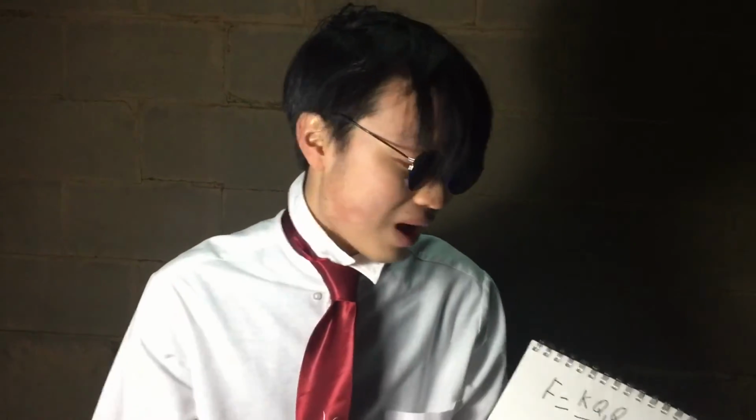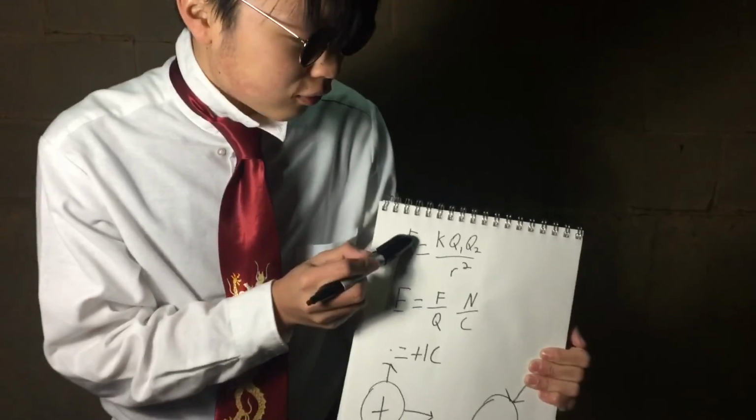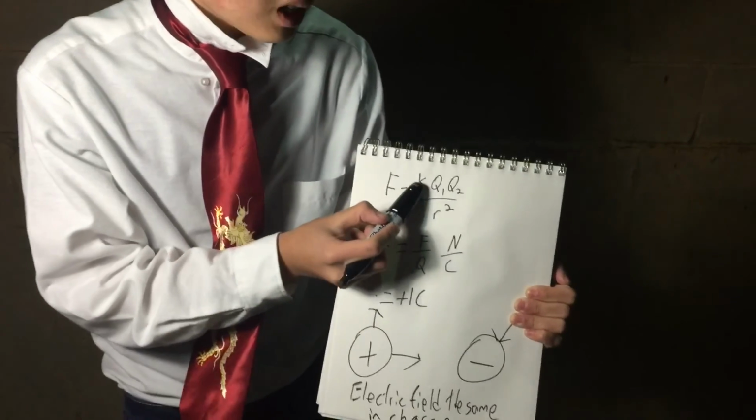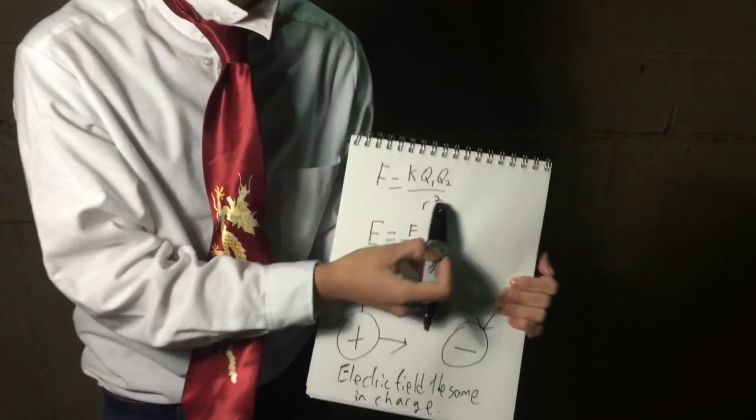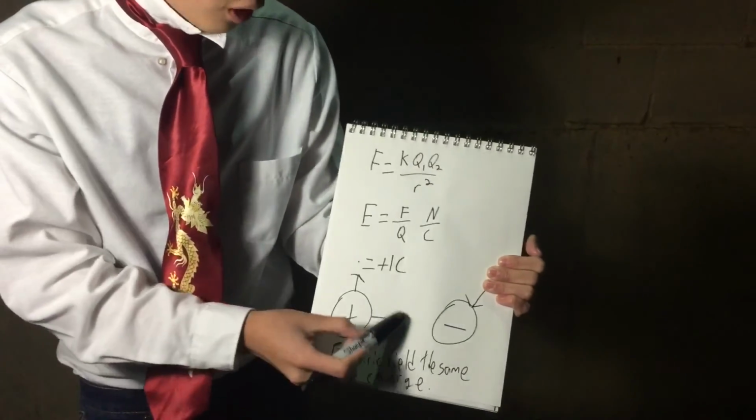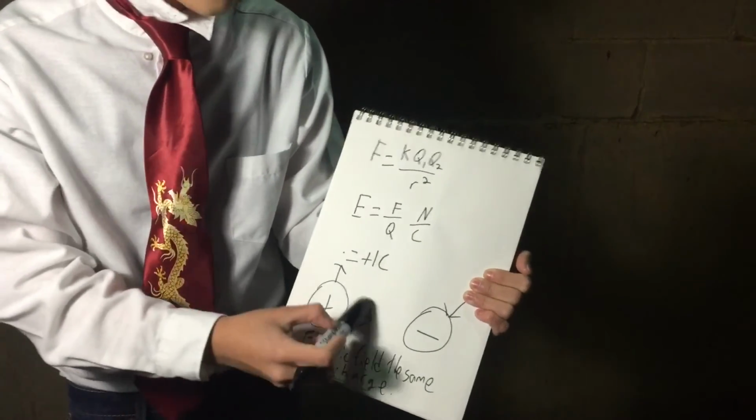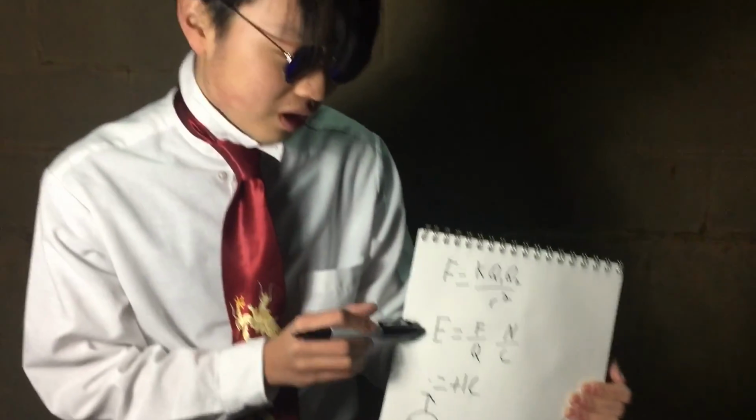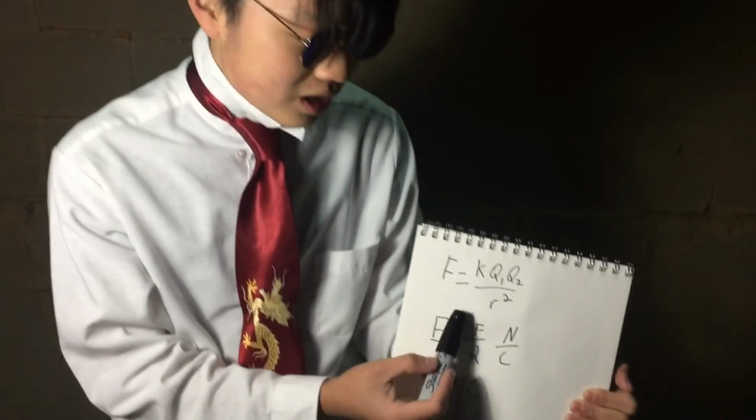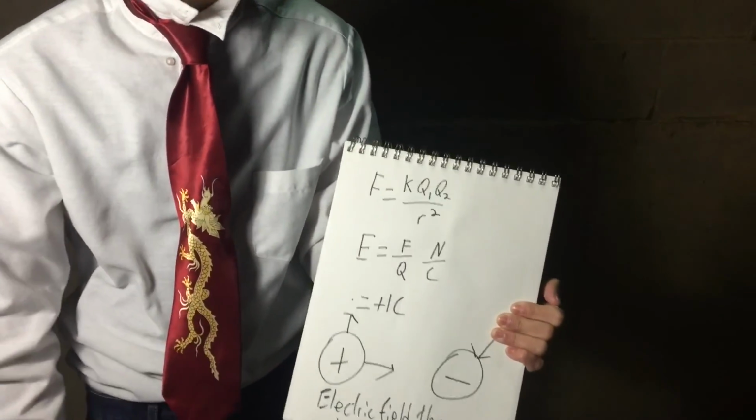How do you measure the magnitude of the electric field? Well, I'm glad you asked. We have to start off with the force equation. Force is given to us by K, our constant, times Q1, Q2, all over R squared, which means the further our charge is from this charge, the less the force it has. Electric field, on the other hand, which is measured in newtons per coulomb, is just the force over the charge.